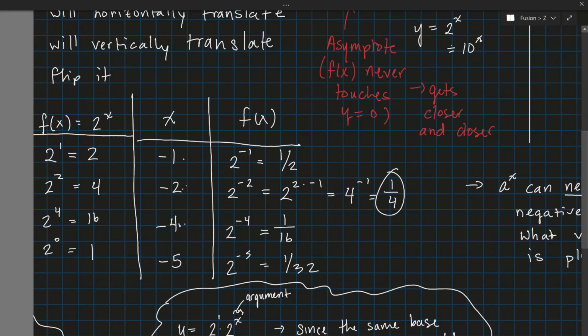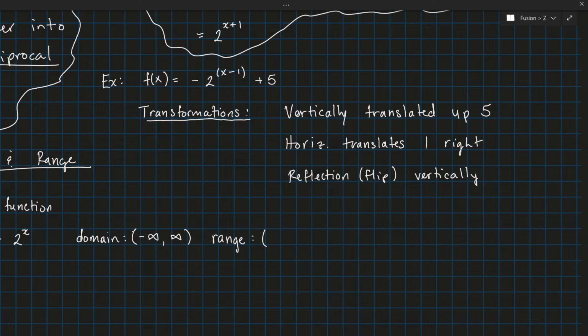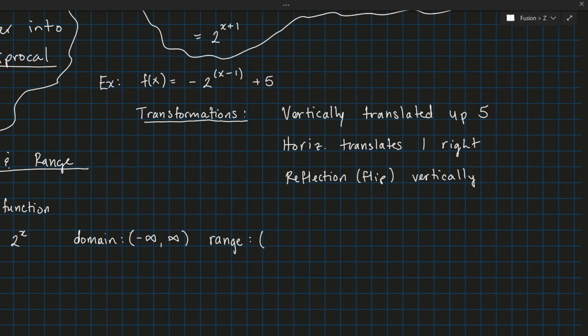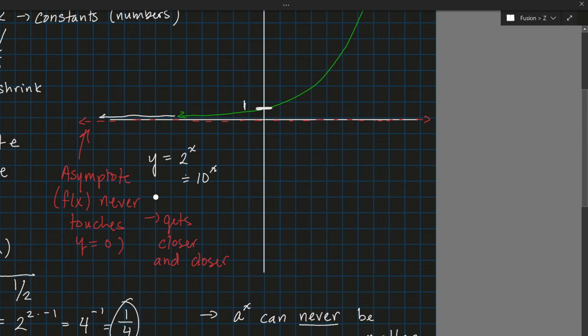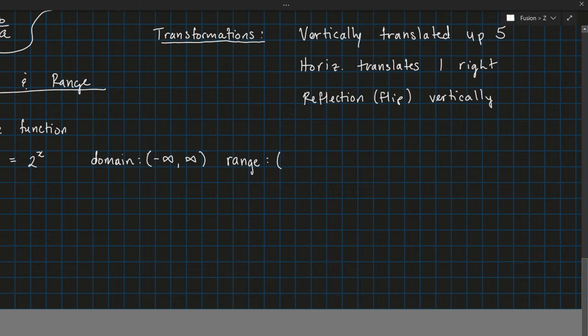So what would the range be? 2 to infinity? Well, that would indicate that it only goes from 2 to infinity, but we just saw on the graph that it goes all the way almost to 0. It doesn't actually touch 0. Oh, okay, so just like 0 and greater? Yeah, 0 to infinity.